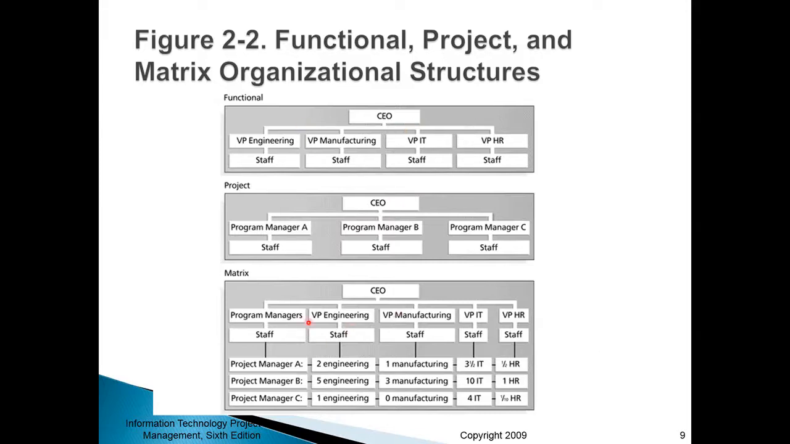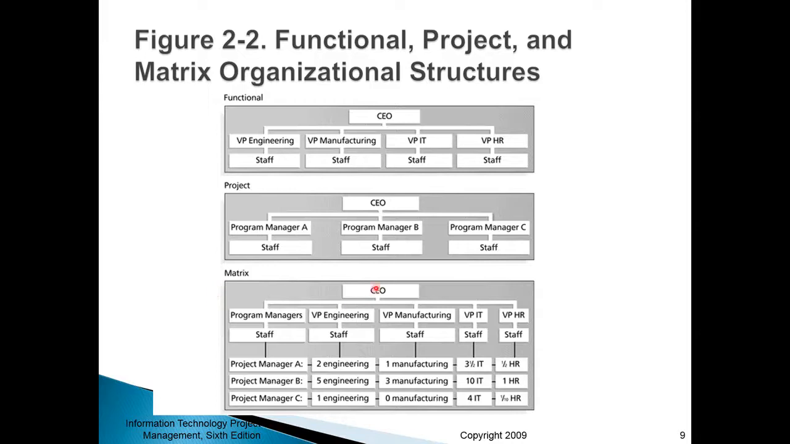Now, there is a compromise. Some people believe that this functional organizational structure is too rigid, right? And some people believe that project-based organizational structure is too disorganized, too chaotic. So there's a hybrid approach. The hybrid approach is called matrix organization.